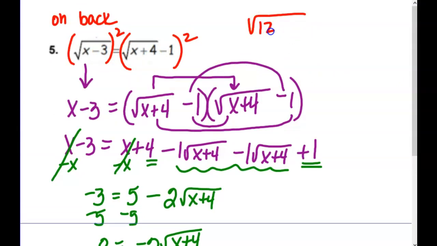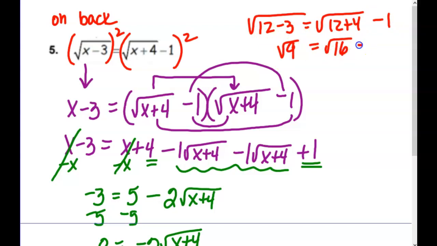The square root of 12 minus 3 should equal the square root of 12 plus 4 minus 1. This is the square root of 9. This is the square root of 16 minus 1, which would give me 3 equals 4 minus 1. Cha-ching. Okay?